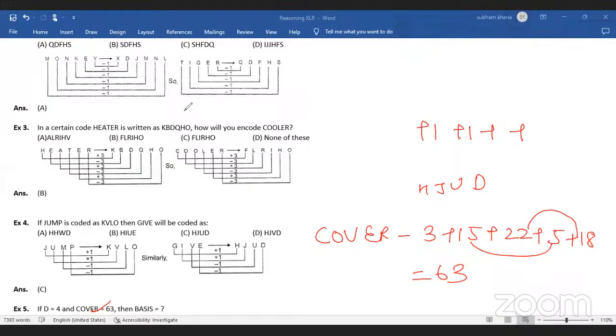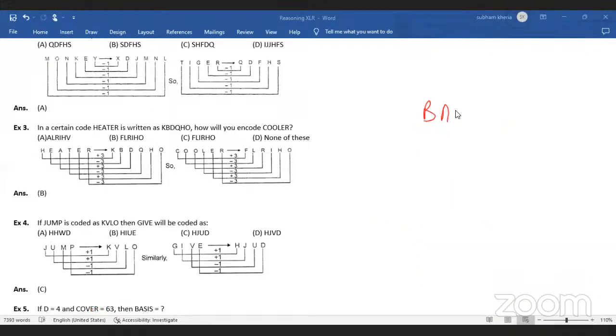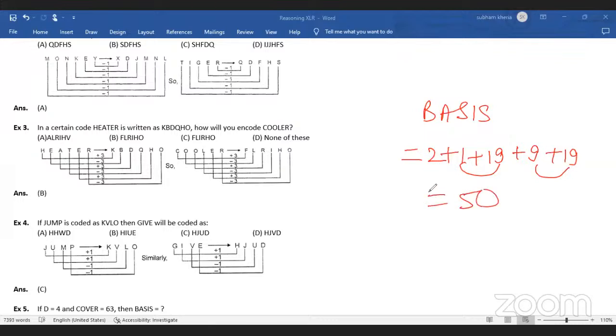Good one, guys. 50. Let's check. Basis. Arey, very easy. Basis. B is 2, 1, 2 plus 1 plus 19 plus 9 plus 19. Add करो. 19 and 1, 20. 19 and 9, 28. 29 to 30. So answer is 50. Arey, nahi, Sarika, where did you go wrong? Basis will be 42, na? Basis will be 42.